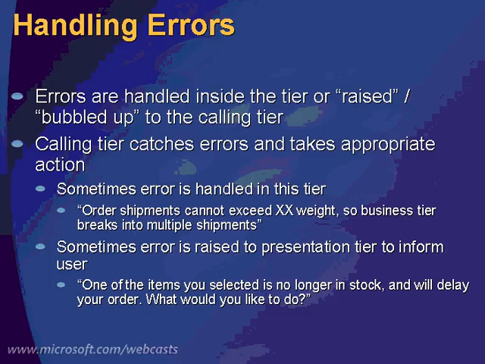So in this case, your business tier would actually have to raise it back to the presentation tier, and then the presentation tier would have to present those options to the end user. One of the items you selected is no longer in stock. It will delay your order. What would you like to do?